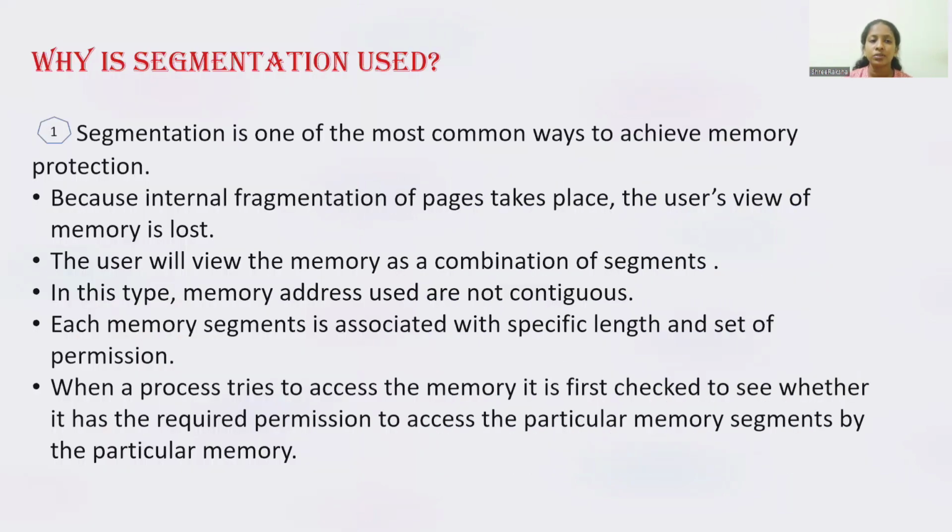Why is segmentation used? Segmentation is one of the most common ways to achieve memory protection. Because internal fragmentation of pages takes place, the user view of memory is lost. The user will view the memory as a combination of segments. In this type, memory addresses used are not contiguous. Each memory segment is associated with a specific length and a set of permissions. When a process tries to access the memory, it is first checked whether it has the required permission to access the particular memory segment.